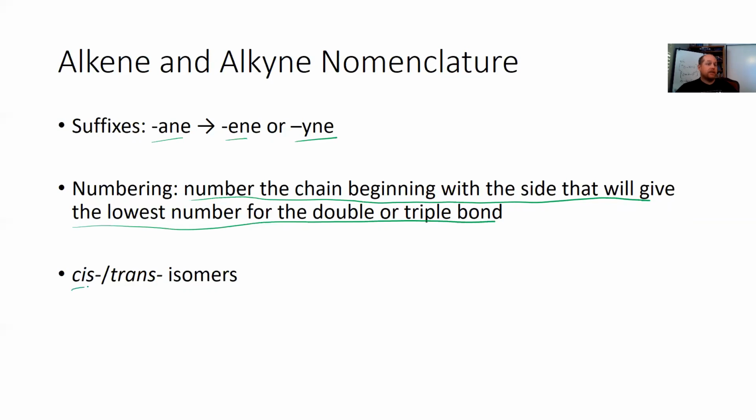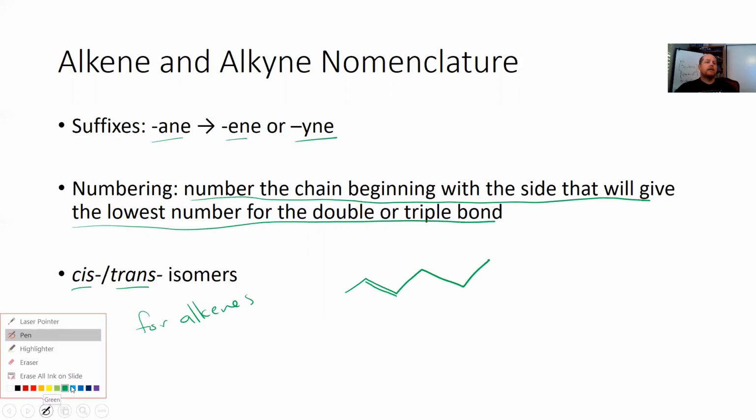And then we're going to have this other thing, these cis-trans isomers, and this is going to be for alkenes, okay? So, a reason for this: if we were to draw a molecule, here's my molecule, it's 1, 2, 3, 4, 5, 6, so it's a hexane. And here's a double bond in hexane, okay? We could number it in one of two ways, either from the left or from the right.